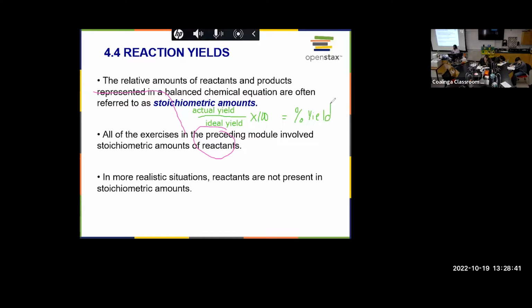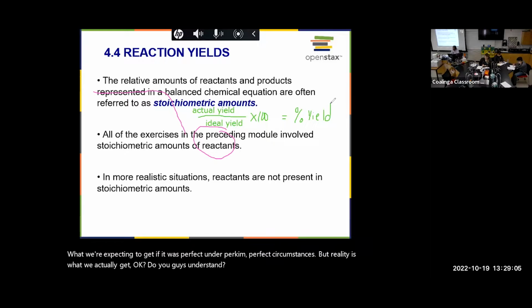So that's going to equal your percent. So your actual over ideal. Now your ideal is what we're calculating, right? Under perfect conditions, if we have everything perfect, we have 100% of this product. This is what we're expecting to get if it was perfect. But reality is what we actually get. Okay, you guys understand? Don't worry, we'll do a problem, I promise. But I wanted to introduce you to that.